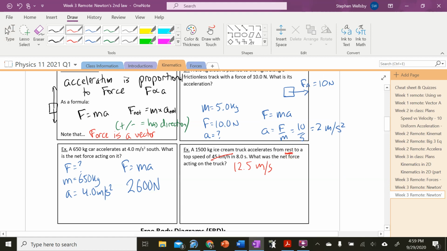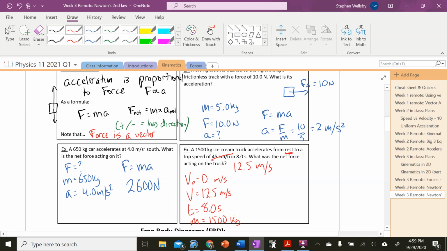So let's see what we know. We know that V naught is equal to 0. We know that V equals 12.5. We know that T equals 8.0 seconds. And so we're trying to find, so this is what we've been given, and we also know that the mass is equal to 1,500 kilograms. And so let's take a look and see what formula is going to make sense in this case.